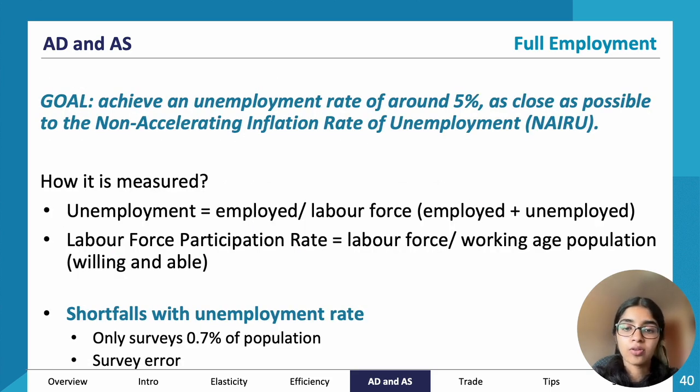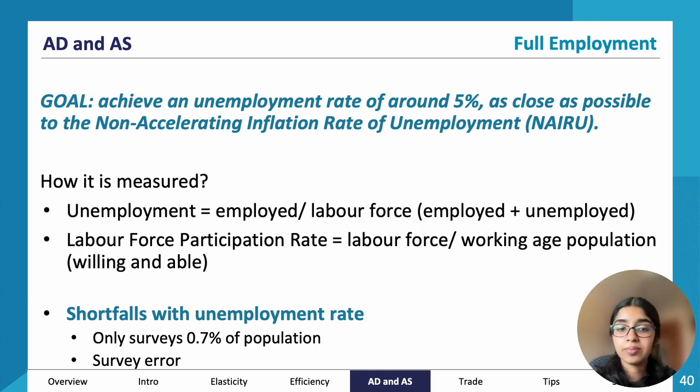The goal of full employment is to achieve an unemployment rate of about 4 to 5%, as close as possible to the non-accelerating inflation rate of unemployment, so NAIRU. It's really important that you mention the NAIRU in your definition, because that's the key reason why we have this goal of full employment.